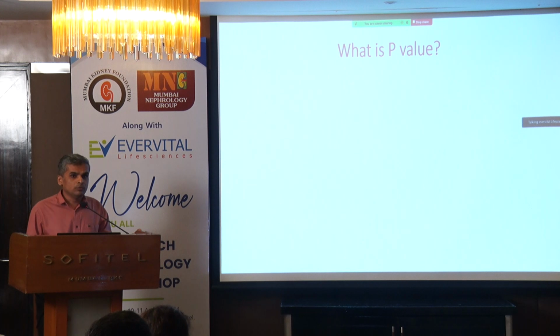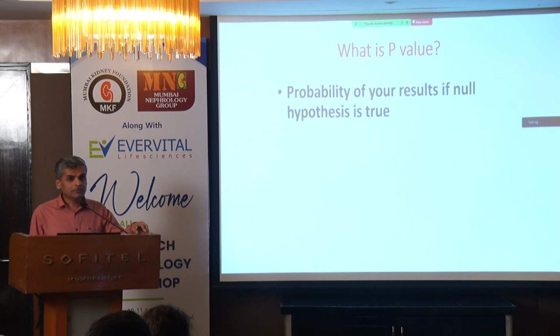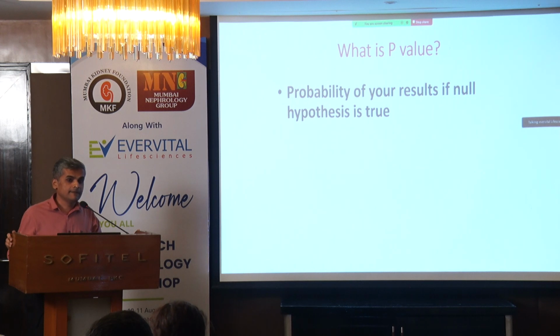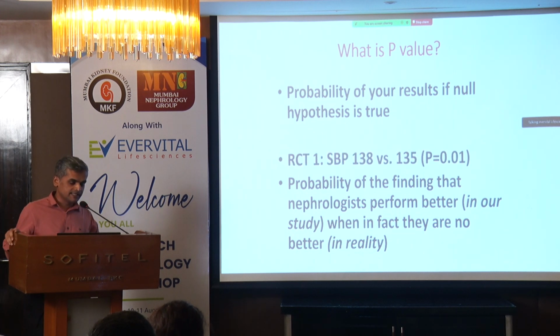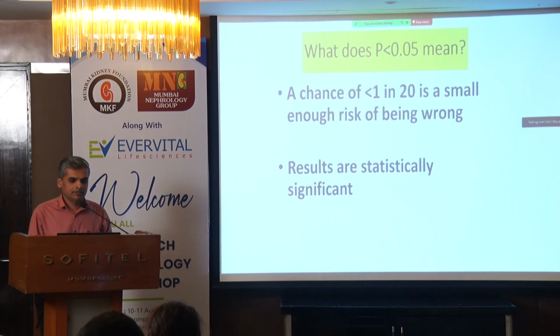So what is the p-value? It is the probability of the results that you have found if the null hypothesis were true. If there was no difference, what is the likelihood of you finding a difference? So in this trial 1 result, nephrologists are lowering blood pressure better, with p-value 0.01. What is the probability of finding that nephrologists perform better when in fact they are not better? That is only 1%.